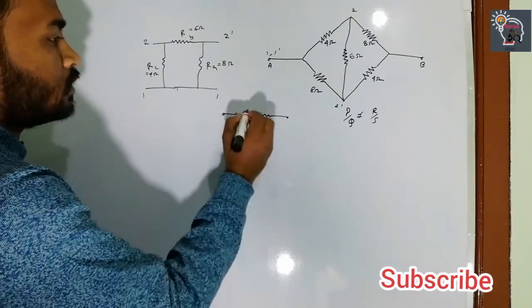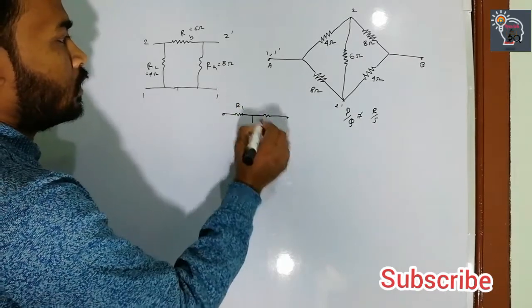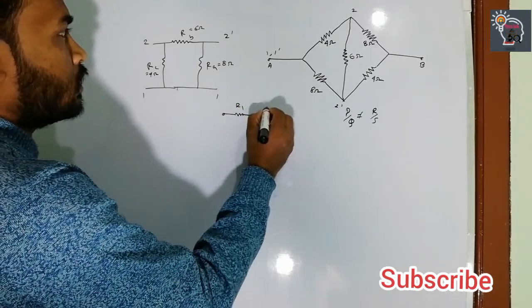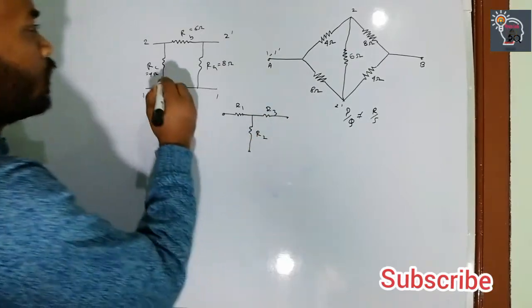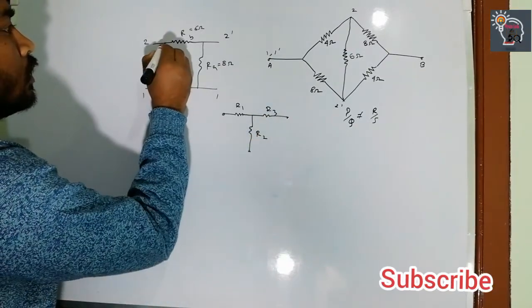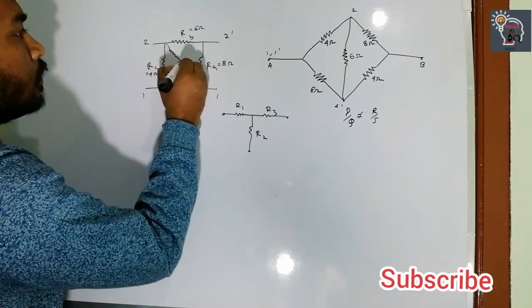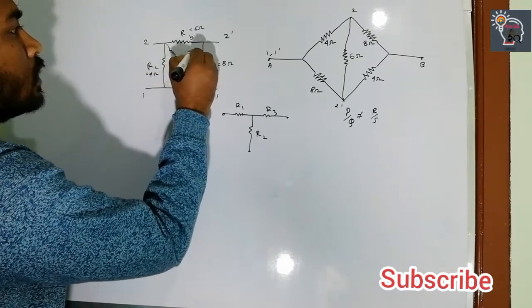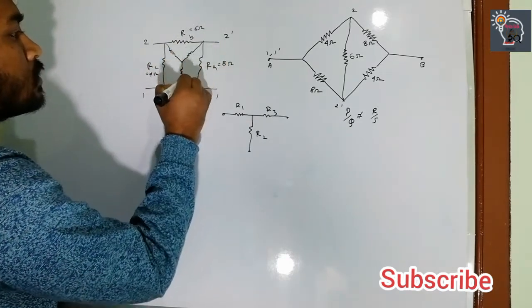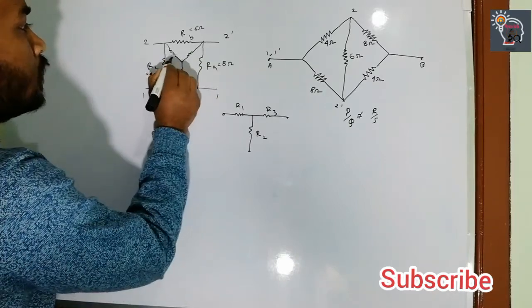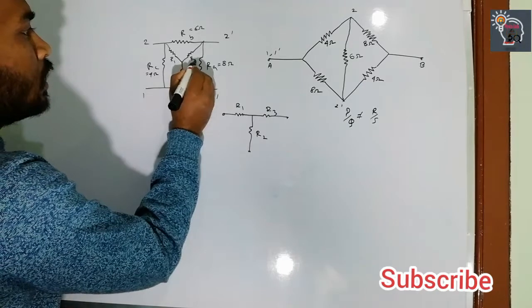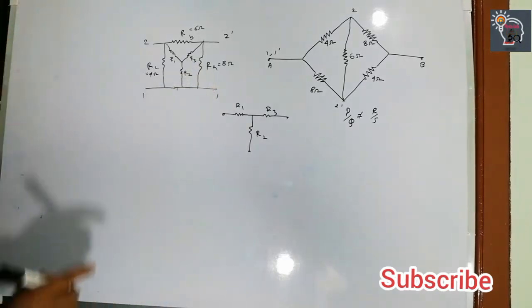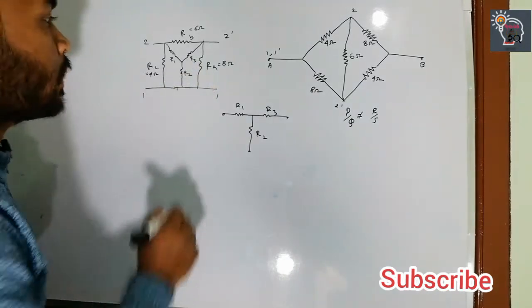this is R1, this is R3 and this is R2. If we put the T network into this figure, it looks like this: this is R1, this is R2 and this is R3. How to calculate R1, R2 and R3?